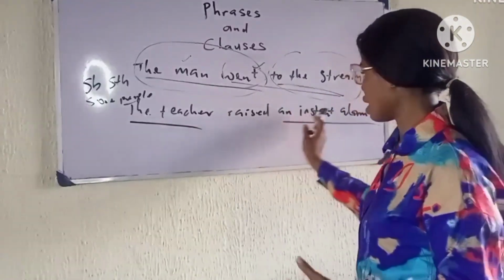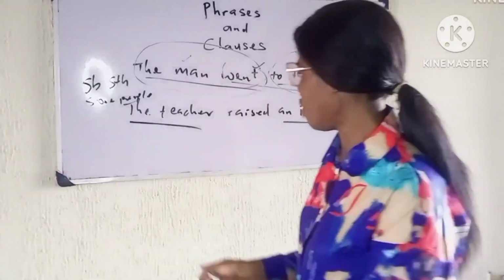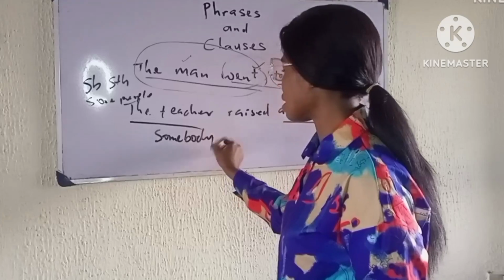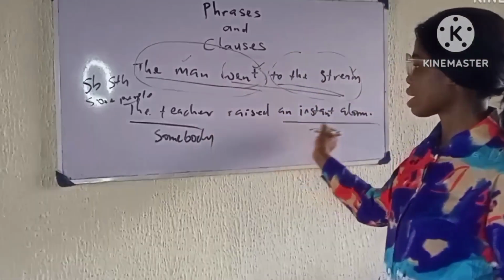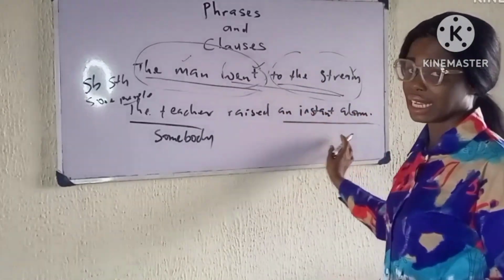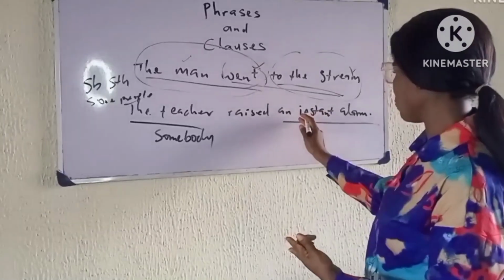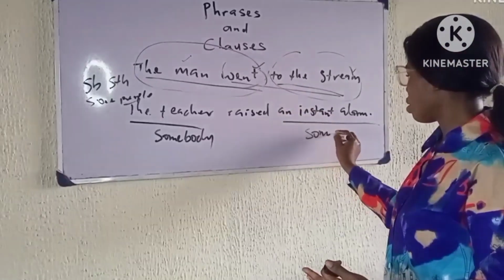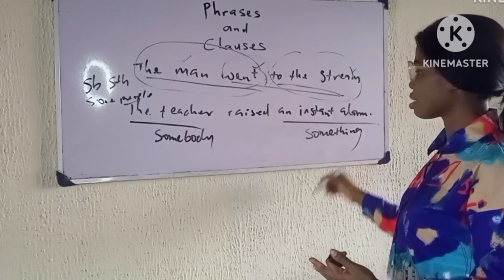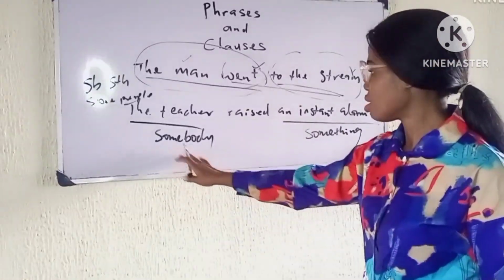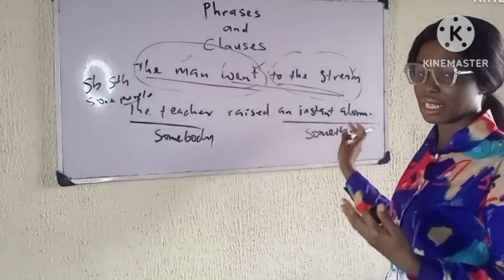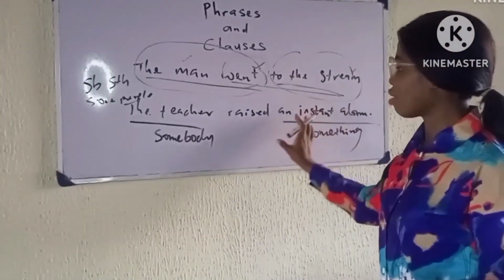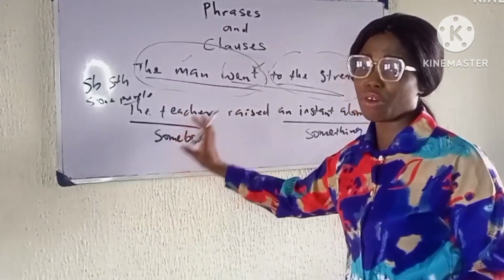Now, the teacher raised an instant alarm. Let's see if I replace the teacher with somebody, will the sentence still make sense? Of course, it will. Somebody raised an instant alarm. Now, if I replace an instant alarm with something, will the sentence still make sense? Of course. Somebody raised something. The sentence still makes grammatical sense. So this is a noun phrase and this is also a noun phrase.